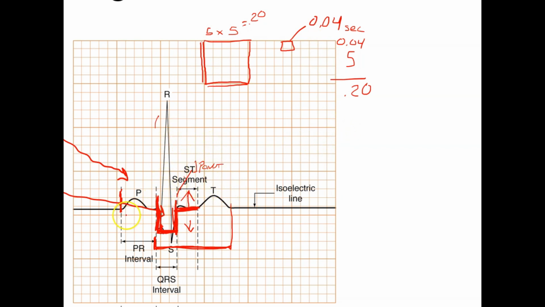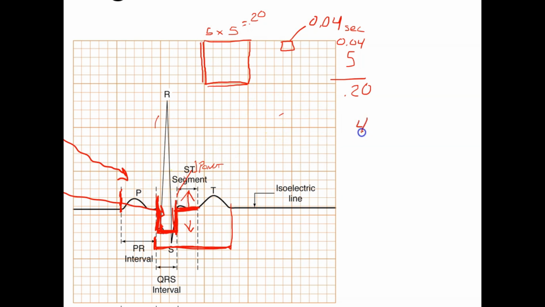We are now measuring the PR interval. Again, we said from the beginning of the P wave to the beginning of the QRS complex. We count the number of blocks that are here. So just in this one here, we're saying there's 1, 2, 3. And add those two together, that would be a total of 4.